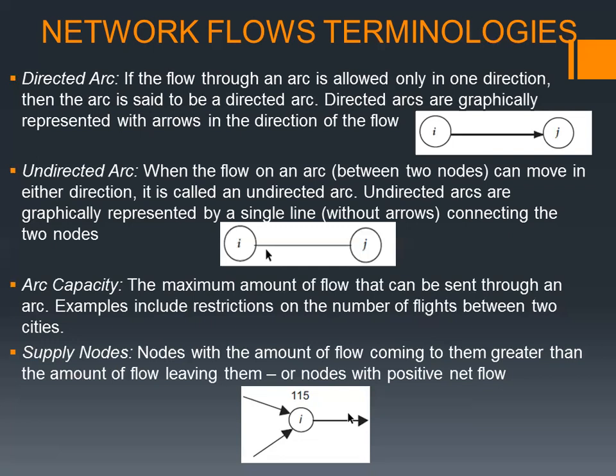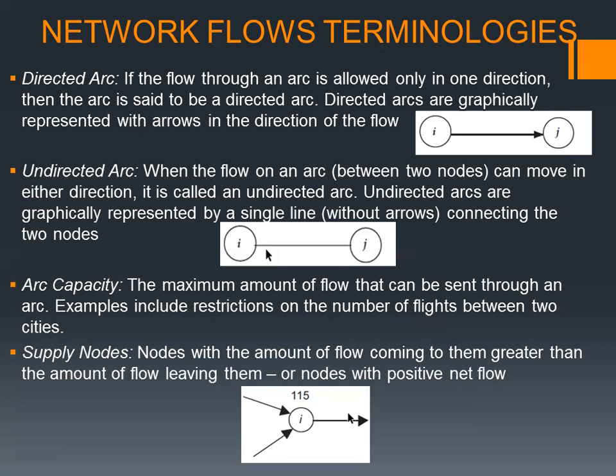The maximum amount of flow that you can send through an arc is called the arc capacity. Now, if it is shown as 115, it means that 115 is the maximum amount of flux it can accommodate in that particular arc.